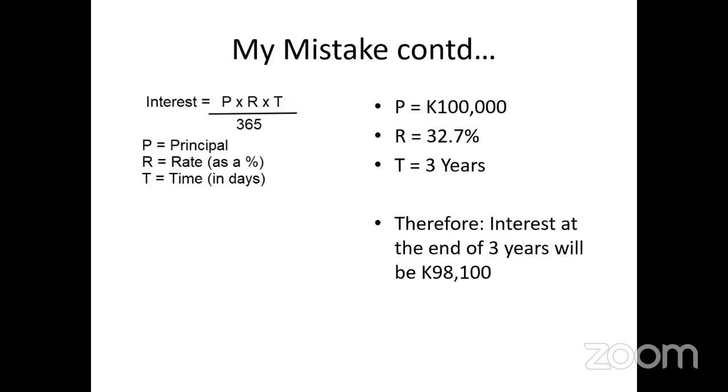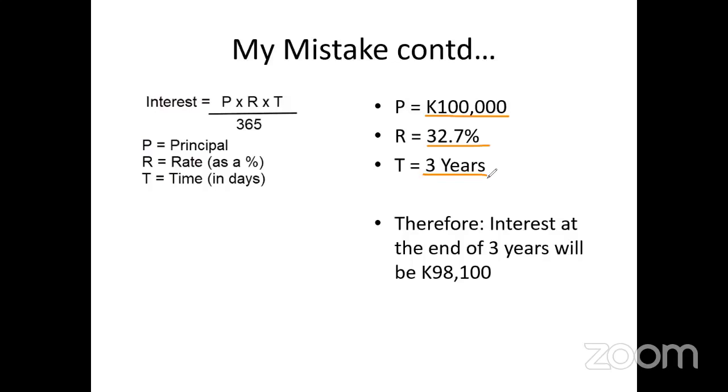And then this is how I did my calculations. I was like, oh, great. My principal is 100,000 kwacha. My rate is 32.7. That was the yield back then. And I want to do the bond for 3 years. So what this means is, if I do this calculation, I am going to get 32,700 kwacha per year.